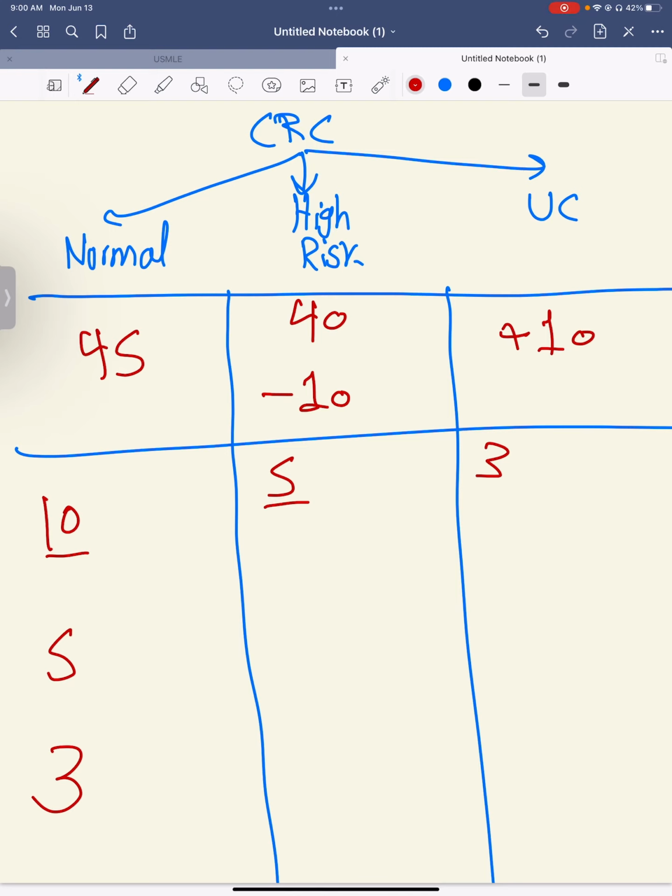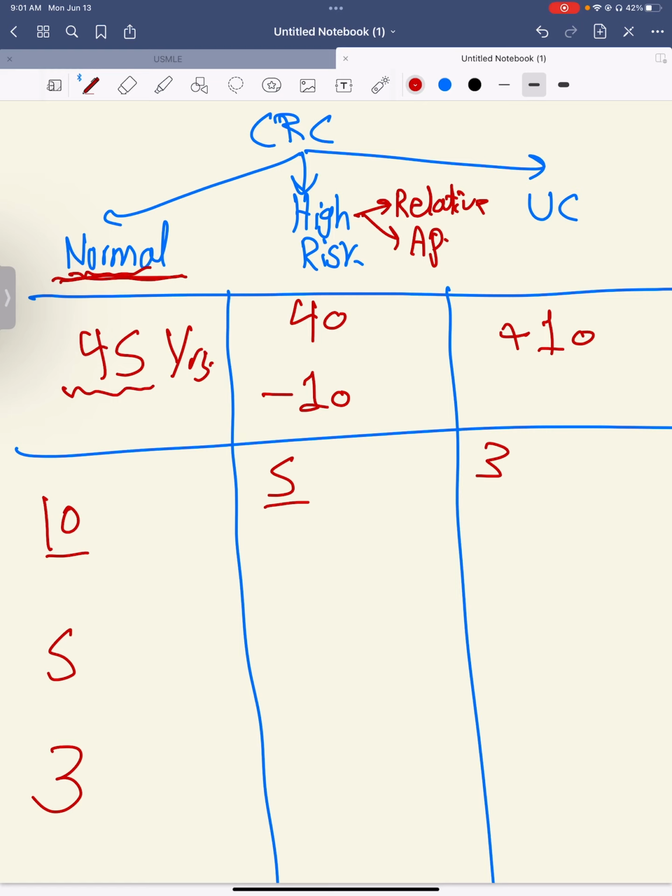Let's say we have a normal population, which means they don't have ulcerative colitis, and they don't have high risk. And when I say high risk, I mean a first degree relative or adenomatous polyp. So we have someone normal: they don't have ulcerative colitis, they don't have a first degree relative with colorectal cancer, and they don't have adenomatous polyp. They don't have either of those, so we call them normal population. For a normal population, we start the screening at age 45. When they hit 45 years old, we start the screening.